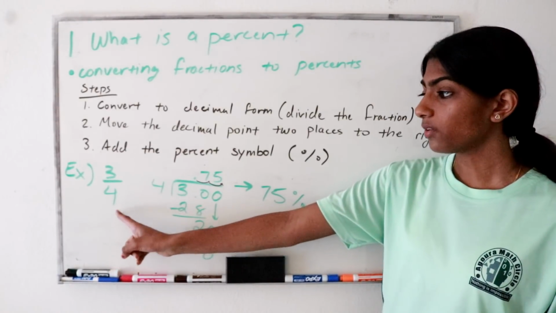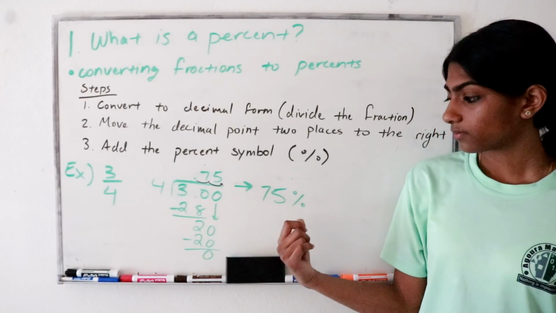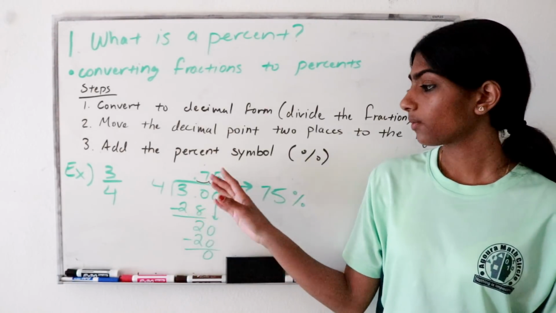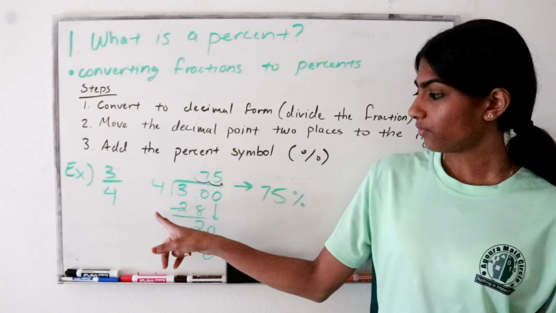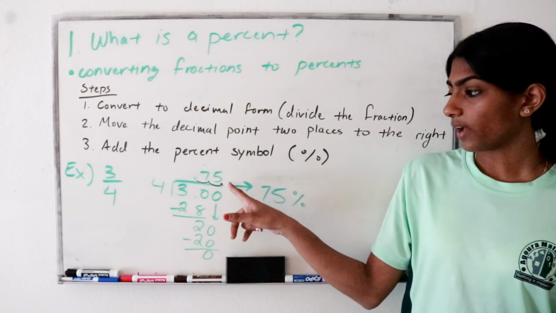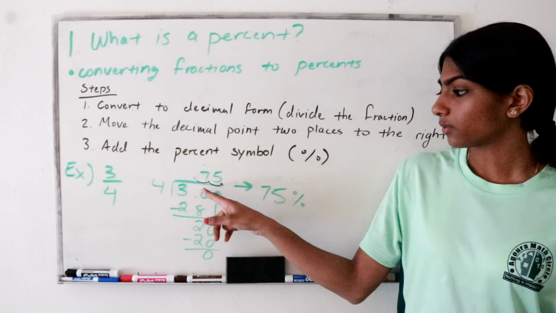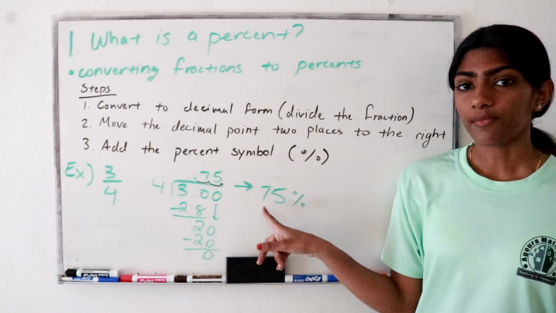We want to turn 3/4 into percent form. So first we're going to divide the fraction, just how we would do it with a regular number. So 3 divided by 4, and I get 0.75. Remember, I moved the decimal point up. Then I'm going to move the decimal point 2 places to the right. So 1, 2, and I get 75%.